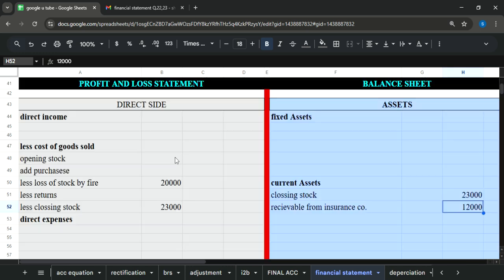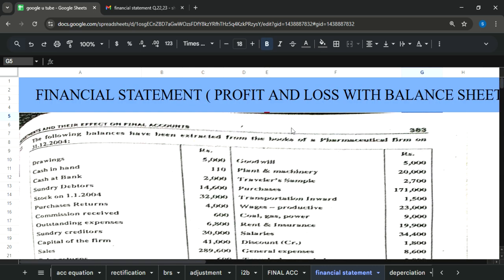Now let's see what the third adjustment is saying. Depreciation of plant and machinery. So you will go over to fixed assets. Here you will write plant and machine. We will have to see the actual value of plant and machine, which is not present over here.